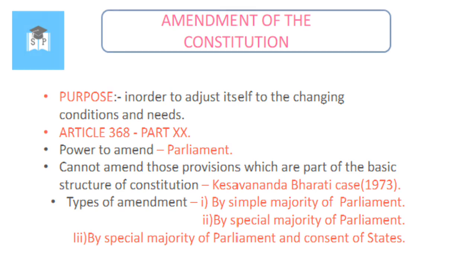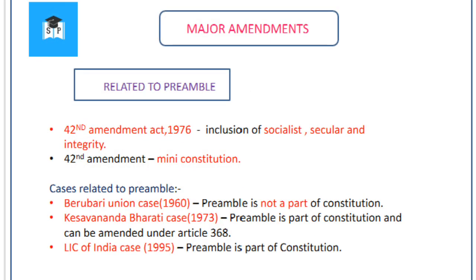Then let's look into the major amendments of the Constitution from the point of view of examination. The first one is related to the preamble. The preamble of the Indian Constitution has been amended only once, through the 42nd Amendment Act of 1976. Since the 42nd Amendment Act of 1976 made significant changes to the Constitution, it is also known as the mini-constitution. Three important words were added to the preamble through the 42nd Amendment Act, that is socialist, secular and integrity.